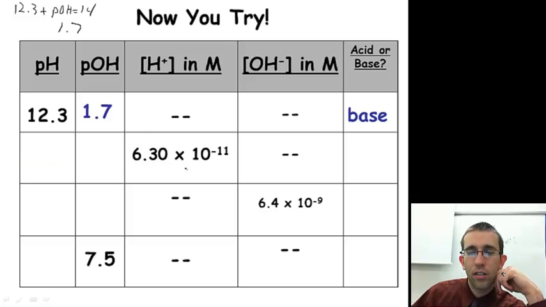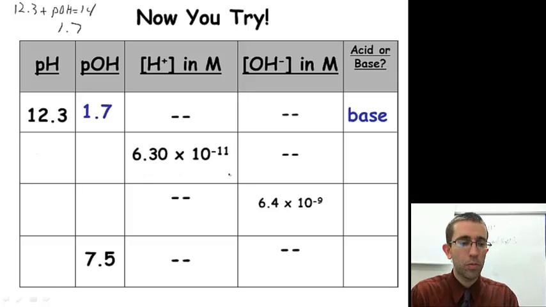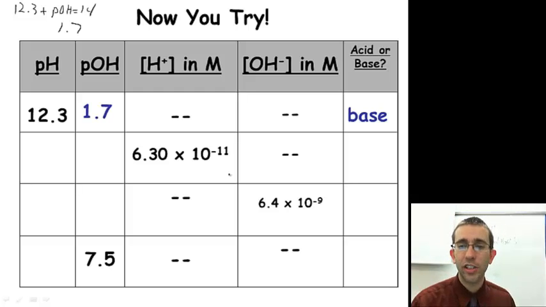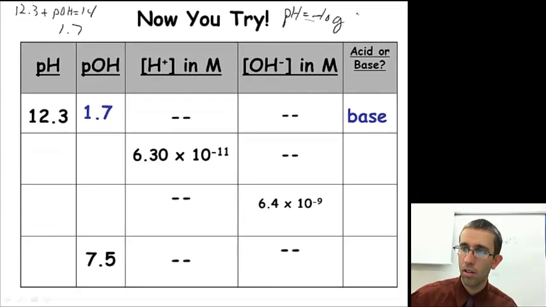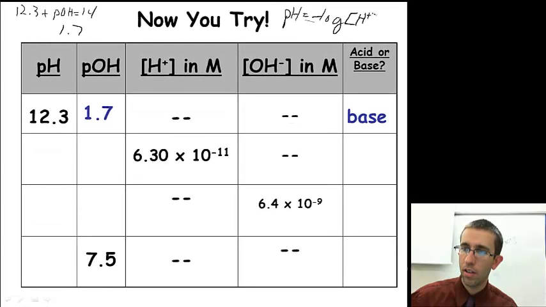Next one here. I give you the hydrogen ion concentration. So if I know this, I can calculate my pH. How do you do it? Well, let's remember the equation. The negative log of the hydrogen ion concentration is equal to pH. I'm going to put it back up here. pH is equal to the negative log of the hydrogen ion concentration. They gave us it. It's 6.30 times 10 to the negative 11.